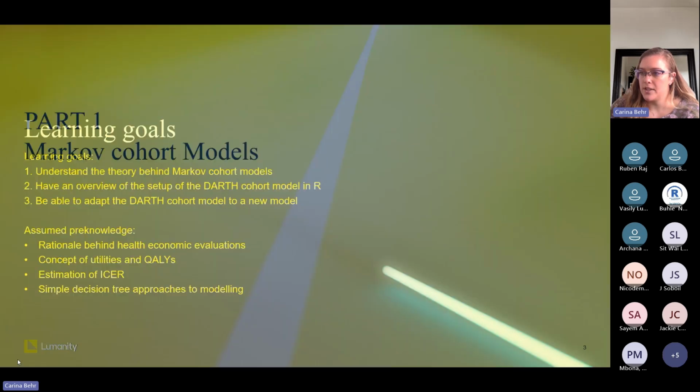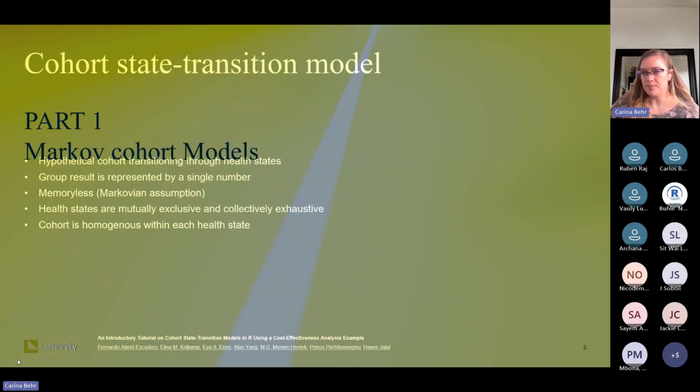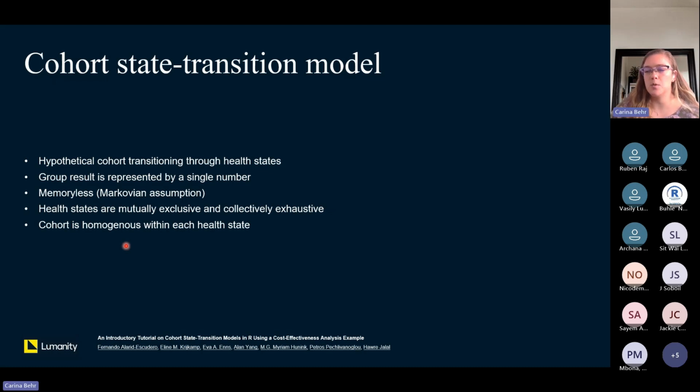So if we go through the Markov model, firstly, what is a Markov model? It's a cohort state transition model. Basically you have a hypothetical cohort transitioning through health states. You predefine your health states, and this cohort moves through the different health states. And in the end, you have a group result presented by a single number or a single ICER.